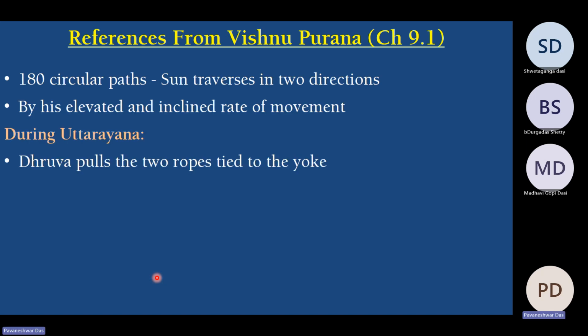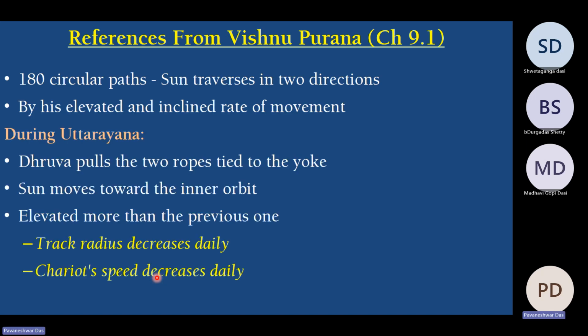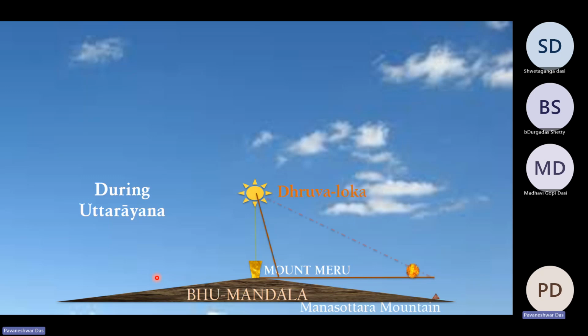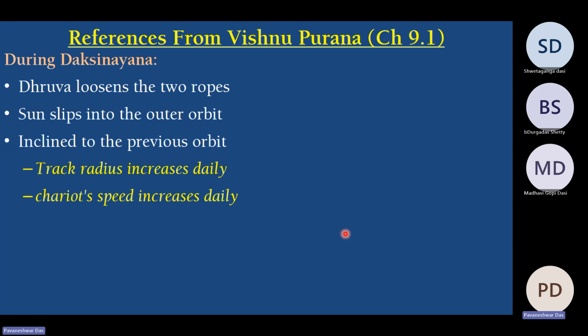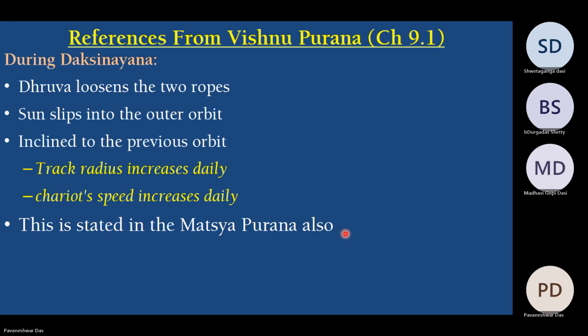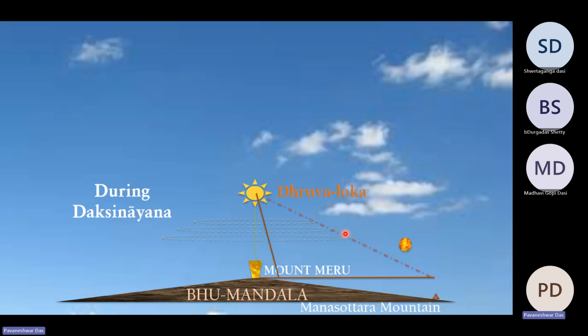The same concept is again explained in the Vishnu Purana. The Vishnu Purana says that when he's going upward, first he comes in and goes up, comes in, goes up, comes in, goes up. It's like a step. And similarly, when he's coming downward, when Dhruva loses the ropes, really like this.